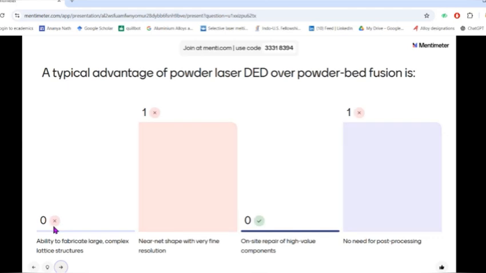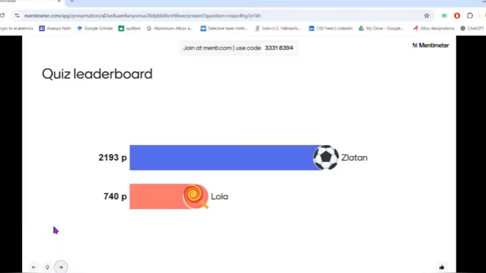A typical advantage of powder laser DED over powder bed fusion is on-site repair of high-value components. So that is the main application of powder DED. Near net shape with very fine resolution is the advantage of powder bed fusion over DED. And no need of post processing is not applicable to any type of additive manufacturing. So on-site repair is the typical application of laser DED, which is called cladding. What is wrong?